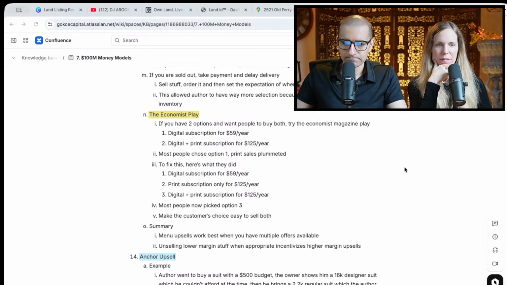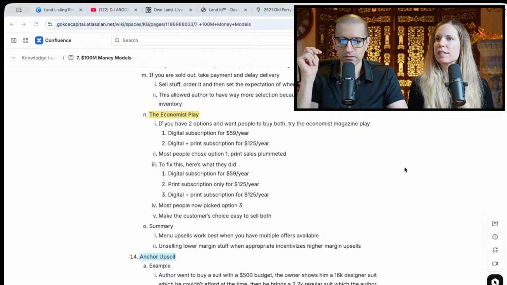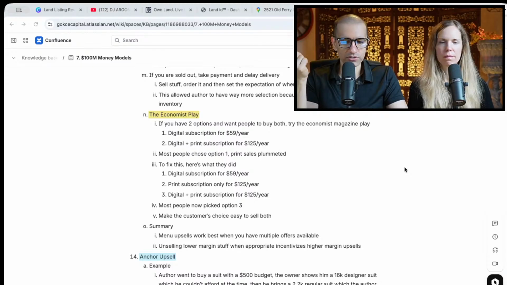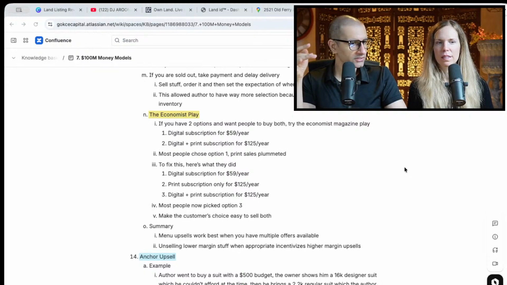All right, the Economist play. If you have two options and you want people to buy both, try the Economist magazine play. So the Economist did a promotion offer where it sent out letters to all the subscribers to renew their subscriptions. It said, okay, you could renew a digital subscription for $59 per year.